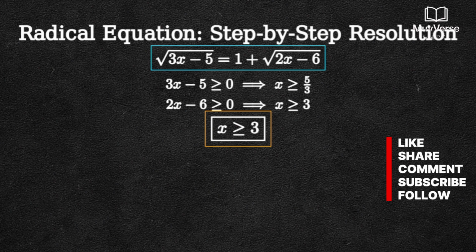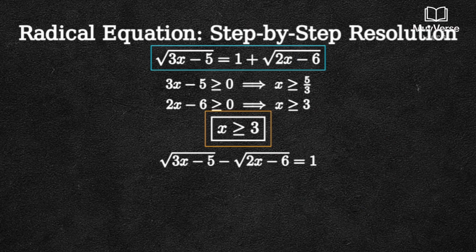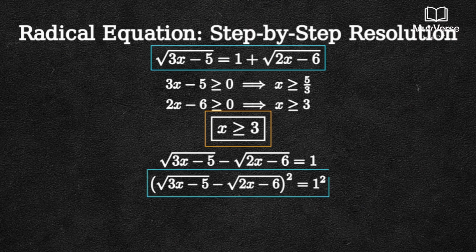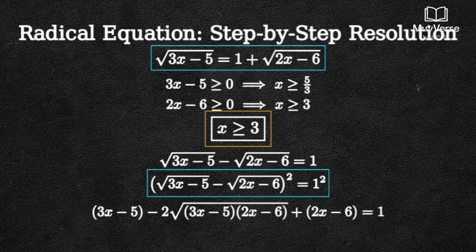Step 2. Isolate and square once. Move the right radical to the left. Square root of 3x minus 5 minus square root of 2x minus 6 equals 1. Now, square both sides. Use the pattern a minus b squared equals a squared minus 2ab plus b squared.